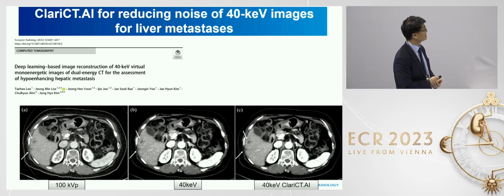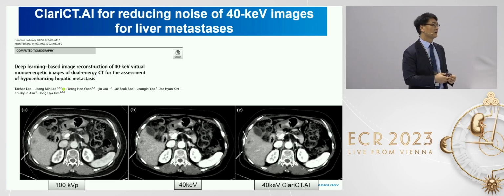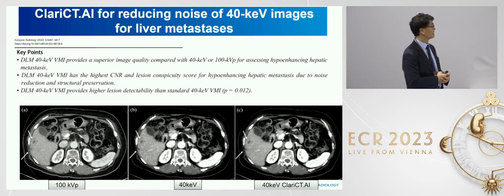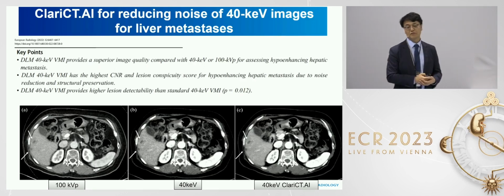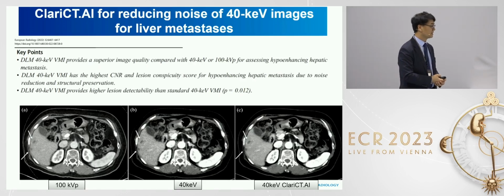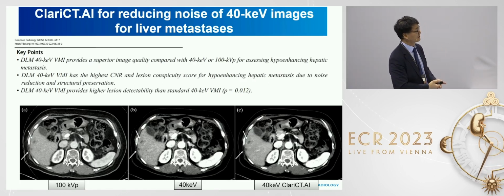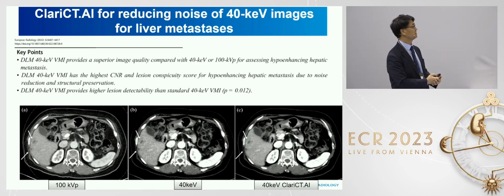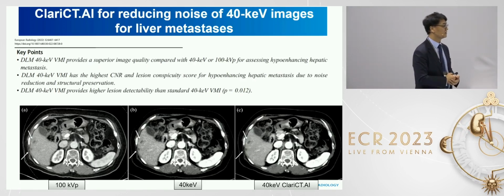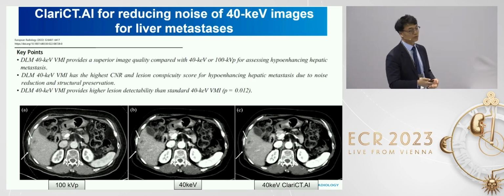And then we did a similar study among the patients with suspected liver metastasis, and we have a very similar result. So if we apply ClariCT.AI to the low monoenergetic images, we can have iodine contrast gain, and also image noise reduction. So we can have better image quality compared with iterative reconstruction low mono images.